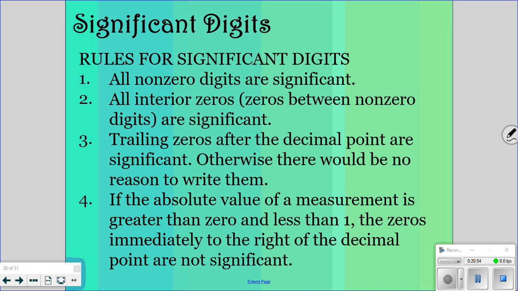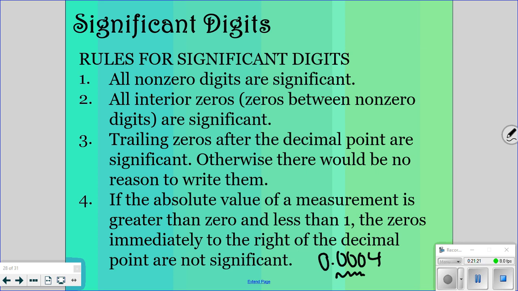And then if the absolute value of a measurement is greater than 0, but less than 1, the zeros that are immediately to the right of the decimal point are not significant. So if you have 0.0004, these zeros are not significant. You do not have to include those in your sig figs. Okay? So those are your rules for significant digits.